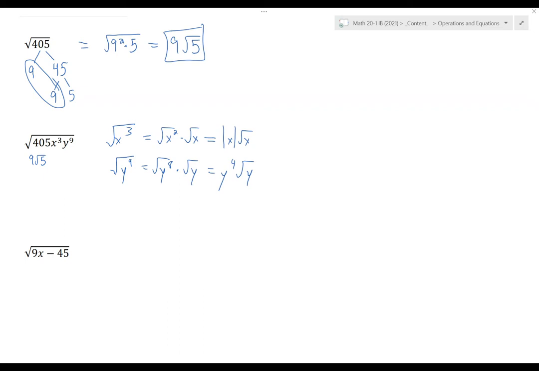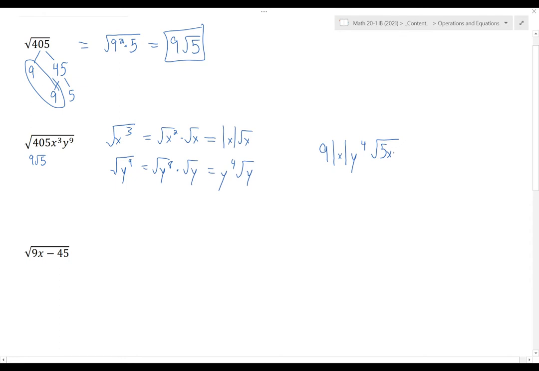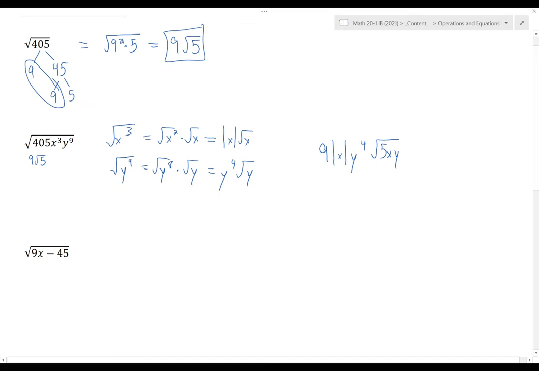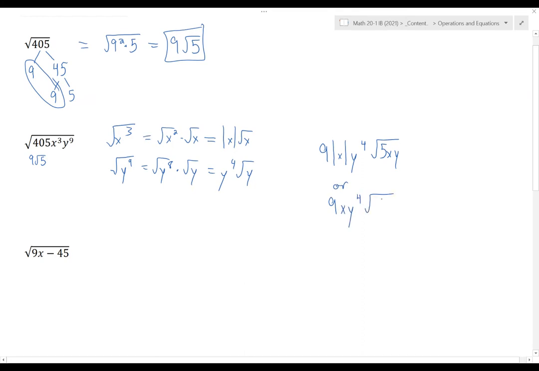And in fact, for these sorts of expressions, while technically it is most correct to write 9 times the absolute value of x times y to the power of 4 times the square root of 5xy, you can let the absolute value bars go. So again, I would accept here 9xy to the power of 4 times the square root of 5xy, although technically we should have the absolute value.